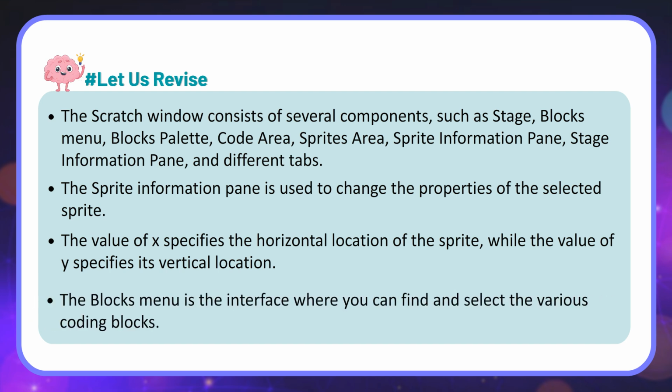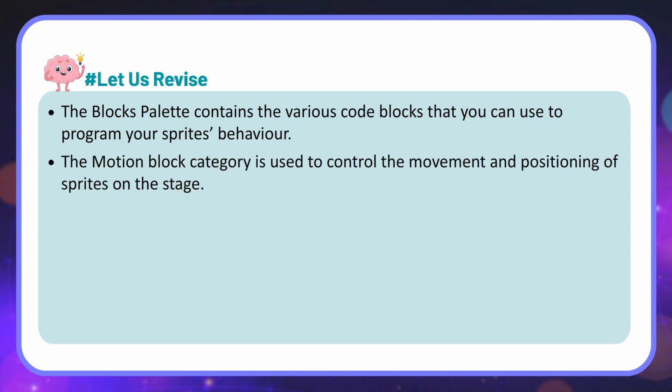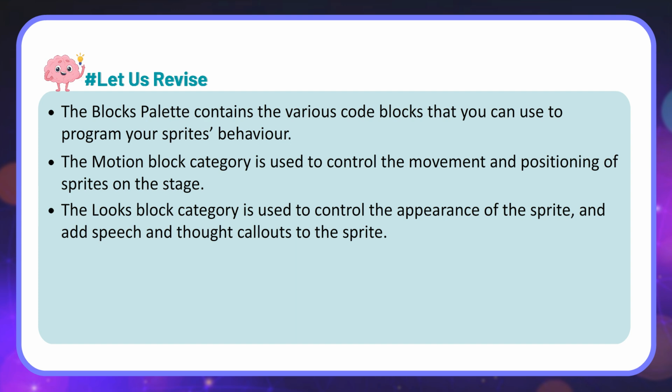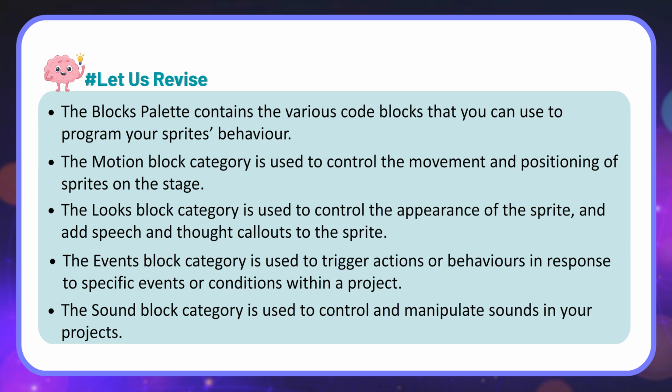The blocks menu is the interface where you can find and select the various coding blocks. The blocks palette contains the various code blocks that you can use to program your sprite's behavior. The motion block category is used to control the movement and positioning of sprites on the stage. The looks block category is used to control the appearance of the sprite and add speech and thought callouts to the sprite. The events block category is used to trigger actions or behaviors in response to specific events or conditions within a project. The sound block category is used to control and manipulate sounds in your projects.